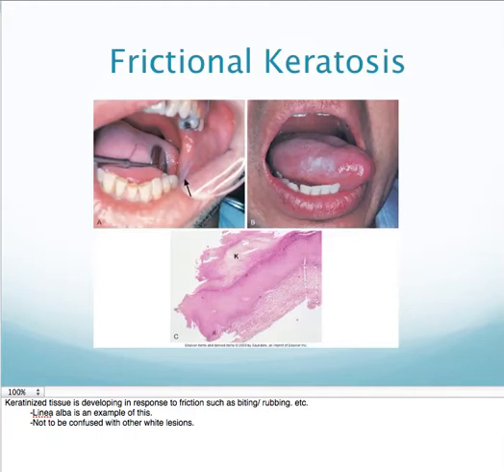Frictional keratosis. This is easy to remember because the name says what it is. Friction and then keratosis. It's keratinized tissue that develops in response to friction, such as biting or rubbing. An example of this would be linea alba.